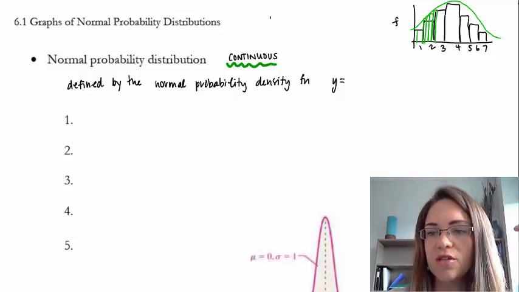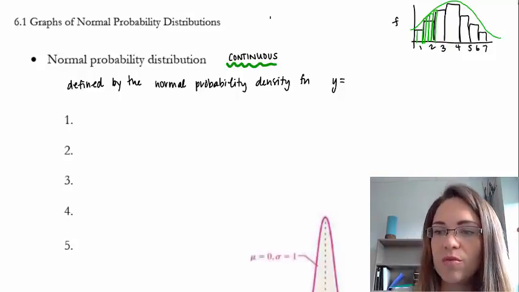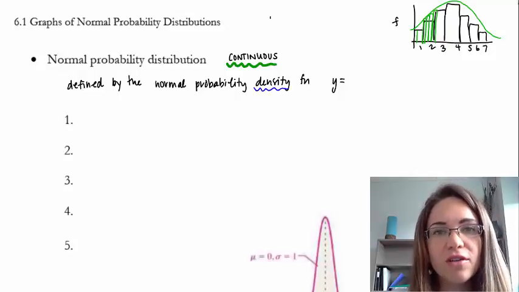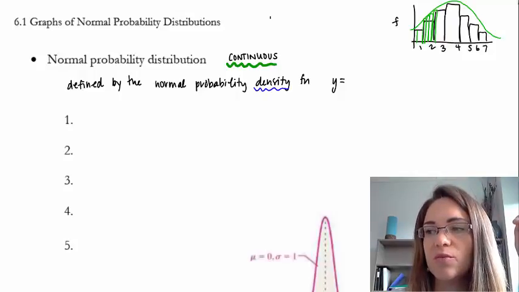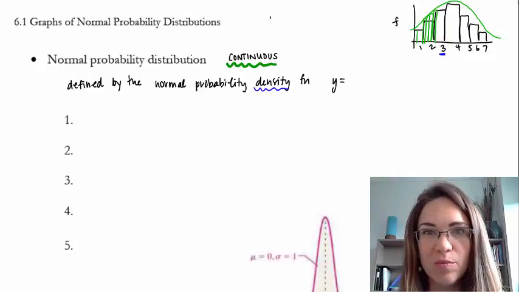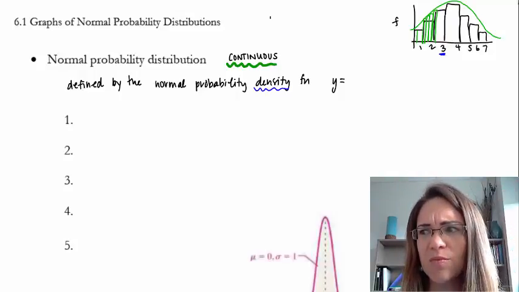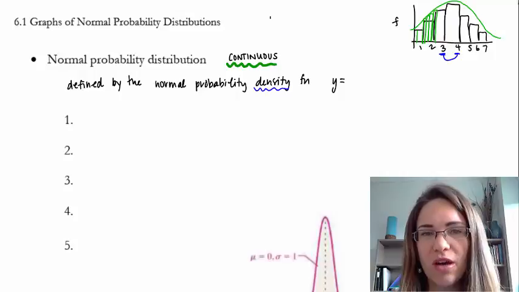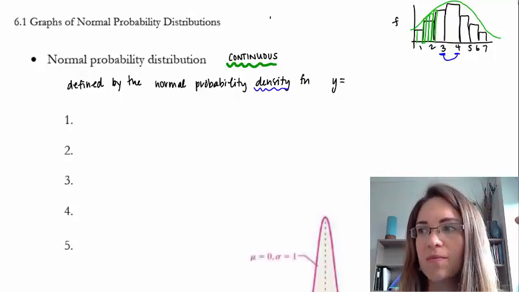And the probabilities for those are defined by this thing called the normal probability density function, because now we don't really want to talk about the probability of waiting on hold for exactly 3 minutes, because that's just one case, but maybe between 3 and 4 minutes. So we want to know what the probability density is for that range of a continuous variable.